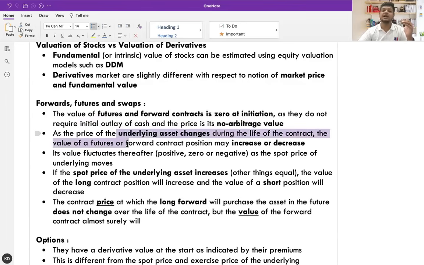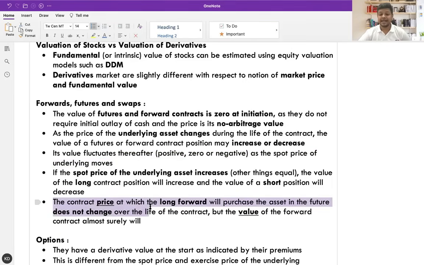But as the price of the underlying asset changes during the life of the contract, the value of the futures or forward position may increase or decrease. If the value fluctuates thereafter, as the spot price of the underlying asset moves, and the spot price increases, what will happen to the futures and forward price? They will also increase. So the long will make money. And if the prices go down, the short will make money. Clear?